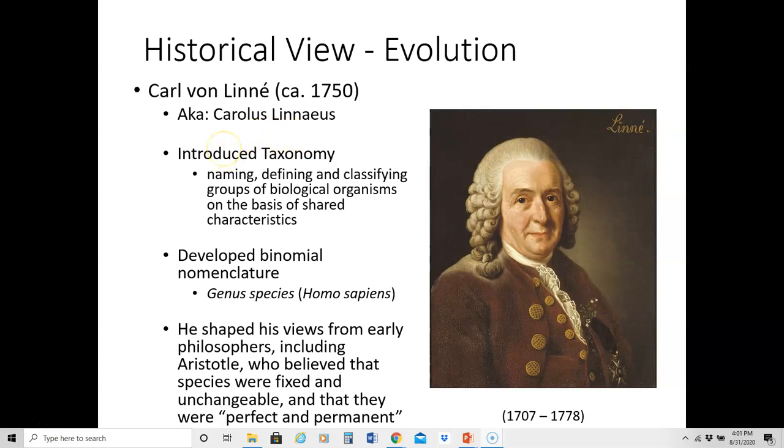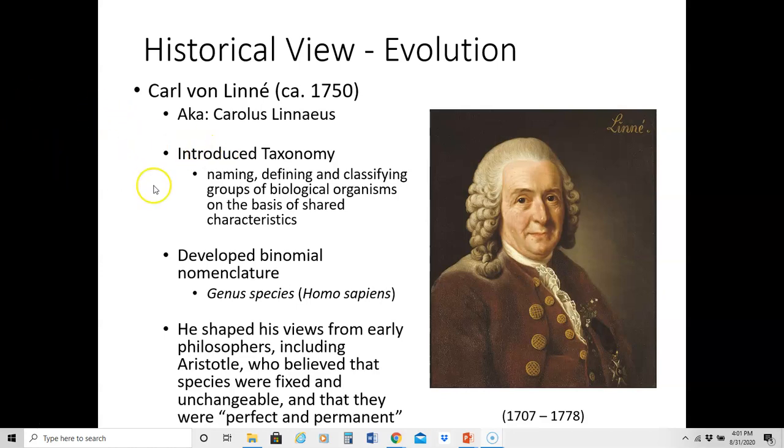In his time, the idea was that all species were specifically made by God, that they were fixed and unchangeable. So while he grouped organisms into groups that were similar to one another, he did not make any claims about whether or not they were related to each other.